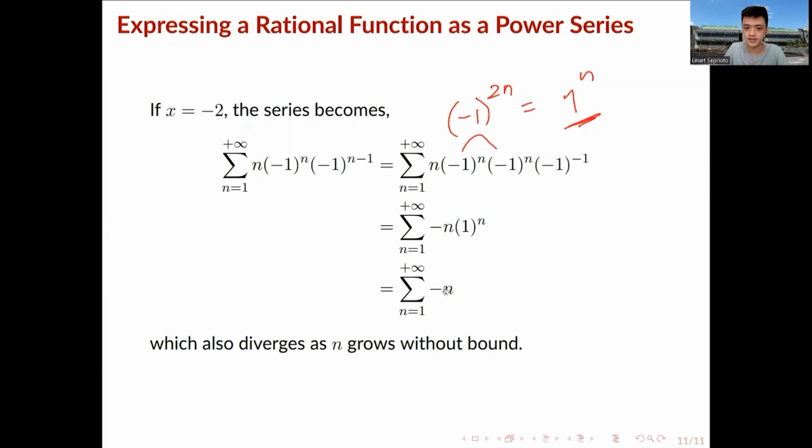Tapos, you can simplify this as the summation of negative n from 1 to positive infinity. And this will also diverge. Mas madali ito makita, no? Kasi n goes without top. It will approach negative infinity as n goes to infinity. To make that more precise, pwede natin gamitin yung divergence test ulit. The limit of negative n as n approaches infinity is negative infinity. So, hindi siya equal to 0. So, by the divergence test, this series will still diverge.